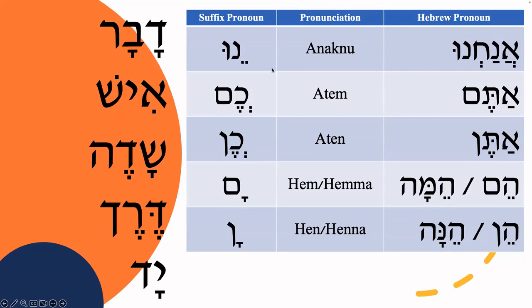Devarenu. Okay, Devarenu. And that would mean our word, our matter, our thing. Yep. Okay. Yad etem. These are our suffixes that we're adding right here. So where am I supposed to? Then you would add this one right here. Yadehem, which would be what? Your hand. Y'all's hand, because it's plural. Yep.